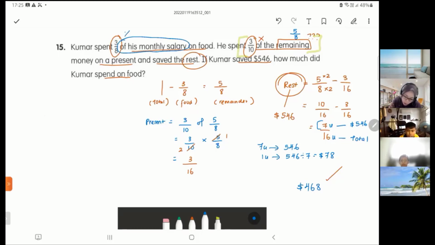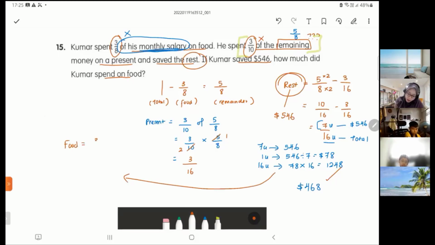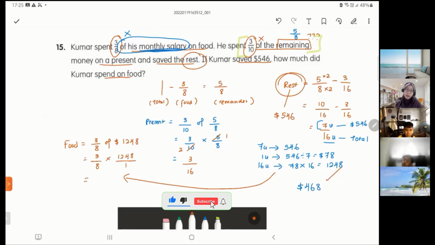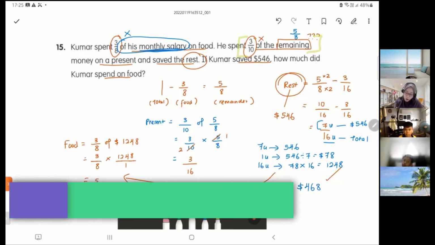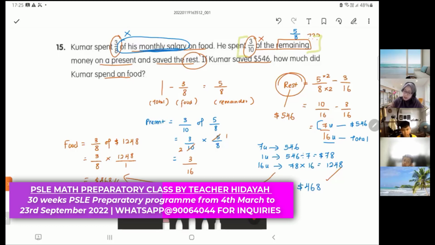So "of" means times. So can I go and find the monthly salary now, which is my total, okay? So 16 units is 78 times 16 equals 1248. This is not the final answer because I want to know what he spent on food. So I'm going to continue it here. Food is 3/8 of the salary, which is 3/8 times 1248 over 1. Okay, and then you just press on your calculator and you will get your answer of 468. And that's the answer.